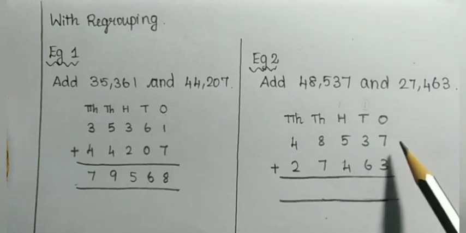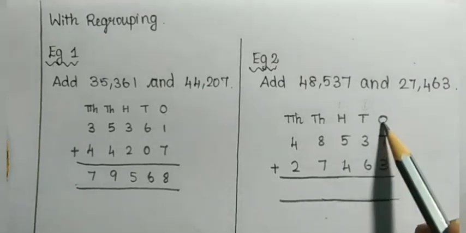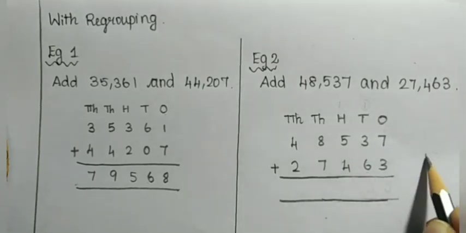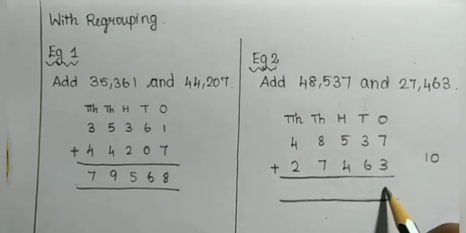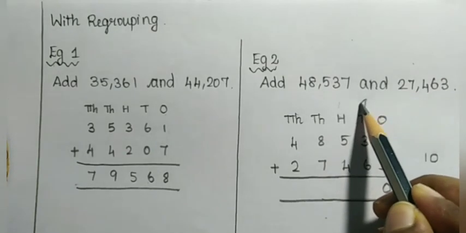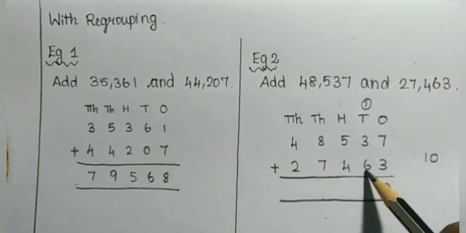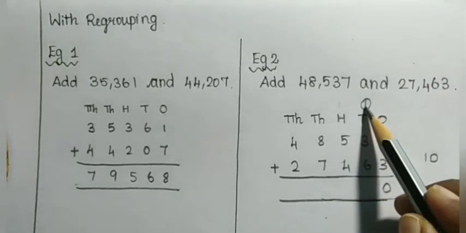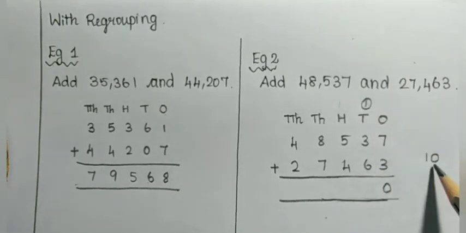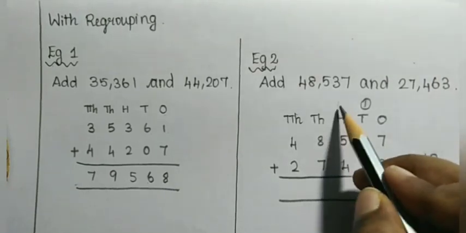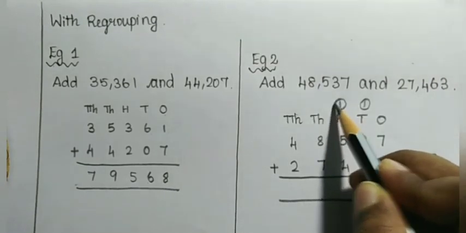Okay. Now 7 plus 3 is in one's place value. So let us add them. So you'll get 10. So out of 10, this 0 will come to the ones place and 1 will be carried over to the tens place. Now in tens, 3 plus 6 is 9. So 9 plus 1 will give you 10. So again 0 will come to the tens place and 1 will be carried to the hundreds place.